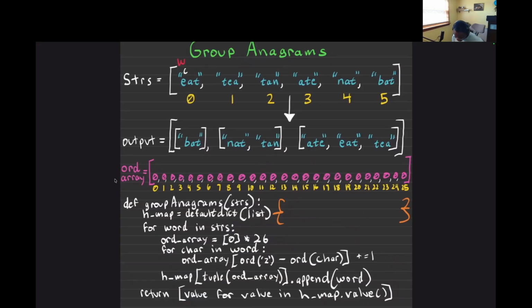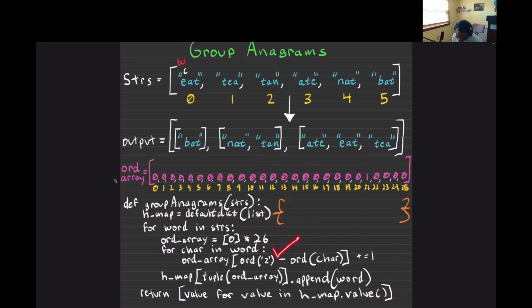Great. So for character in word, ord of Z, which is 122, minus ord of character. So ord of E is 101. So that's the index. This gives us 21, right? So we find 21, and what do we do? We plus 1 to it. So this becomes a 1.